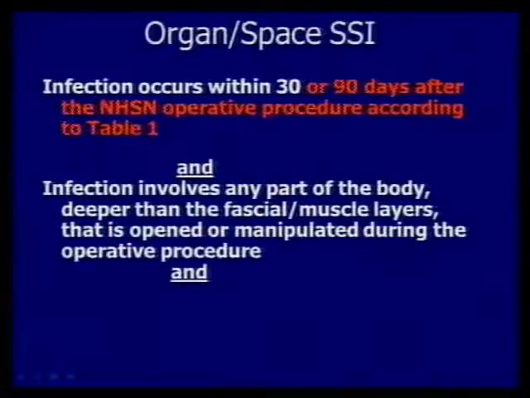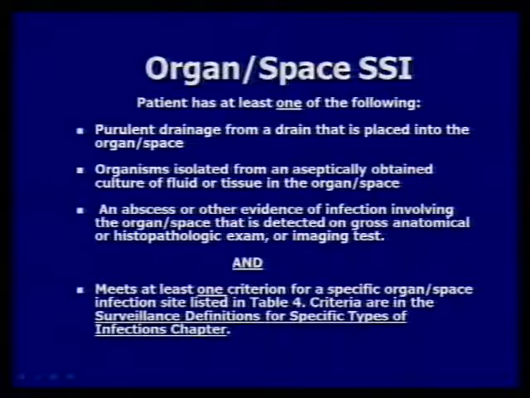So organ space, we're now down into an organ space or much deeper with our surgical site infection. And again, that can occur within 30 or 90 days based on the operative procedure that you're following. And it involves any part of the body deeper than the fascia, the muscle, that is opened or manipulated during the operative procedure. And one of these criteria has to be met. So they can have purulent drainage from a drain. They can have an organism that's isolated from an aseptically obtained culture.